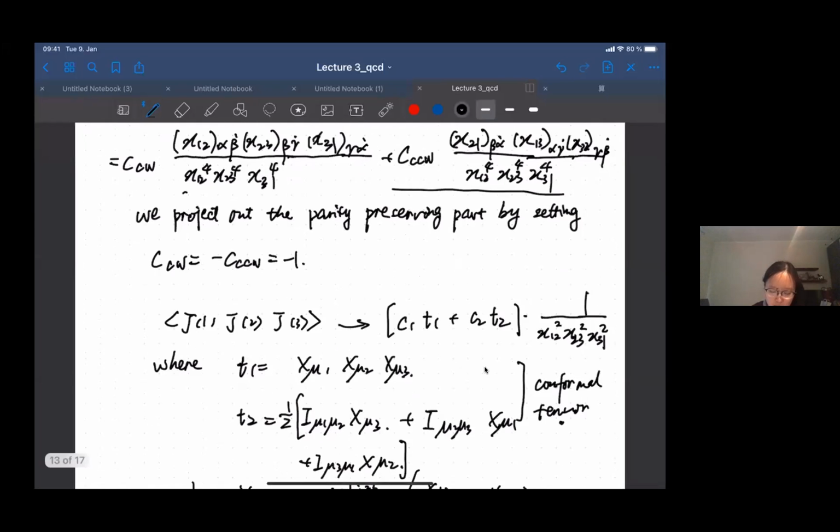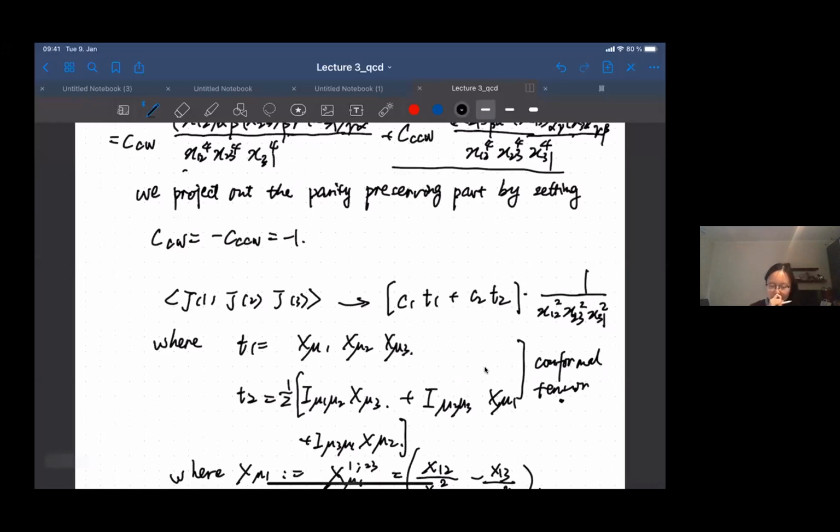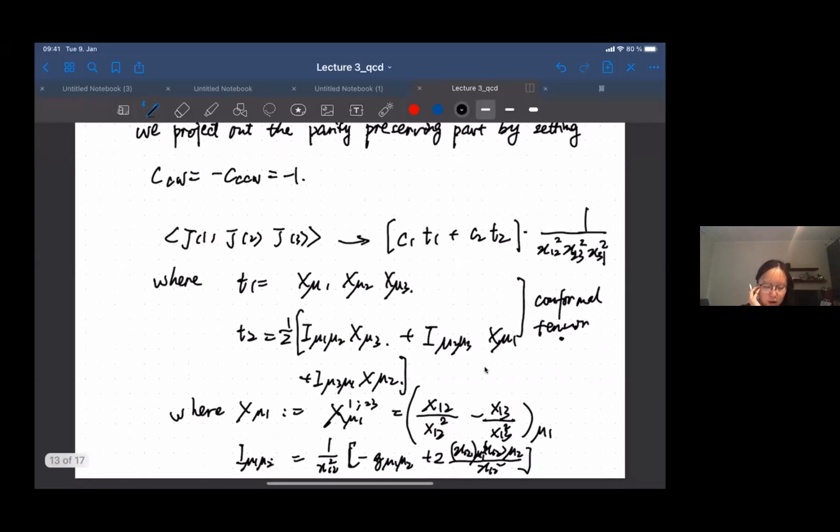These terms look very complicated, but from what we learned from N=4, we know that the correlator must be decomposed onto some conformal tensors. At least at tree level in QED or QCD, this is still the case. So what are the conformal tensors that you can write down where your currents carry three vector indices, mu1, mu2, and mu3? Here are the only two possible conformal tensors that you can write down which preserve parity. For the parity odd part, you have a third one, T3, which involves the epsilon tensor. But now we only have two.